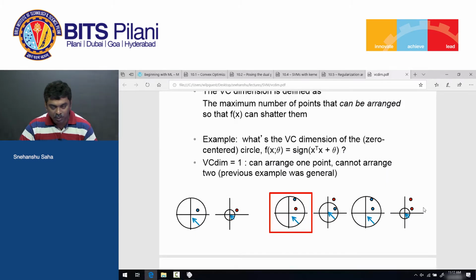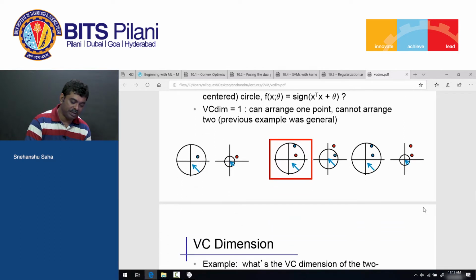The previous example was a more generic example. You can have 2 points which are labeled as 2 different classes but can be inside the circle. So this is the problem: this cannot guarantee that this will not happen, but it can guarantee that at least 1 can be arranged. So the VC dimension of this one is 1.